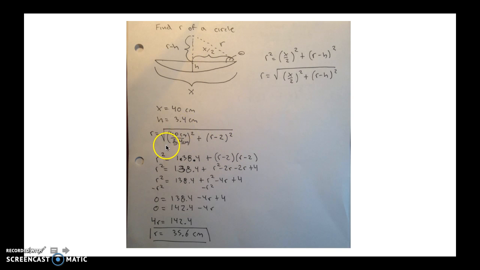I'm rearranging, expanding this r minus h squared. It's nice that moving this r squared over, the r squareds cancel, so eventually we have 0 equals 138.4 minus 4r plus 4. Sorry, I don't have units on these, so these are all centimeters. And eventually we solve that r equals 35.4 centimeters, based on this Pythagorean equation.